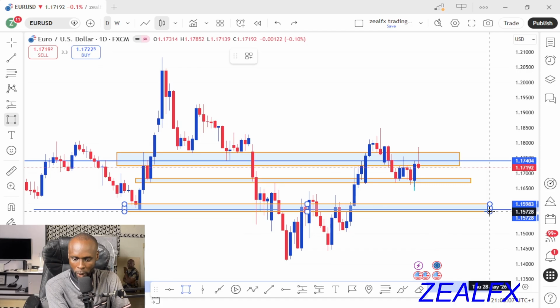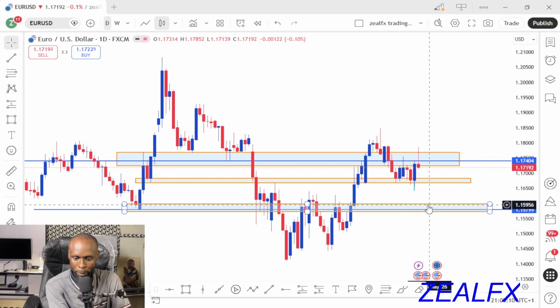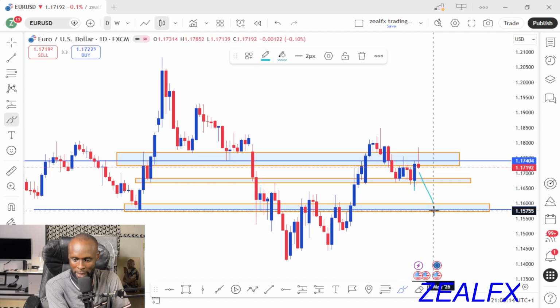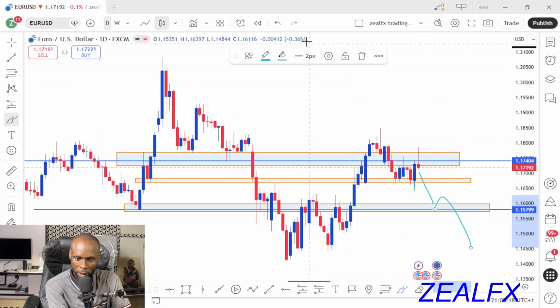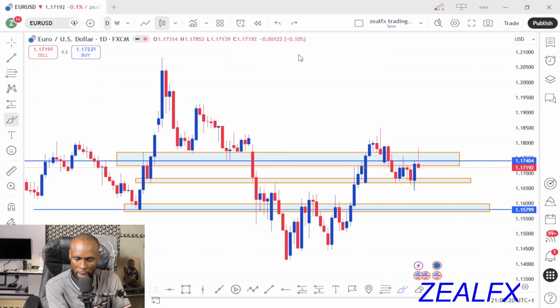And if price fails to break that support level, this might trigger a reversal back to this level before we start looking for another level of selling for the Euro to the downside. So let's look at the weekly time frame of the Euro USD.